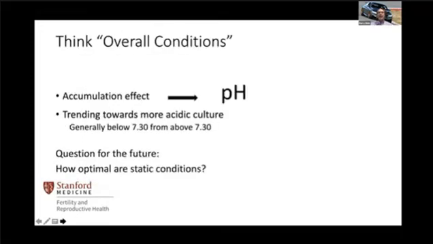So I'd like us to think about the overall conditions. It's not just what media you use, or what the media to oil ratio is, or whether you culture in groups or not. It's the overall conditions, and it's the accumulation of these conditions that ultimately are going to affect the environment that you culture in. And the big acronym or term here is pH. I think pH is the best finger on the pulse for your cultures.